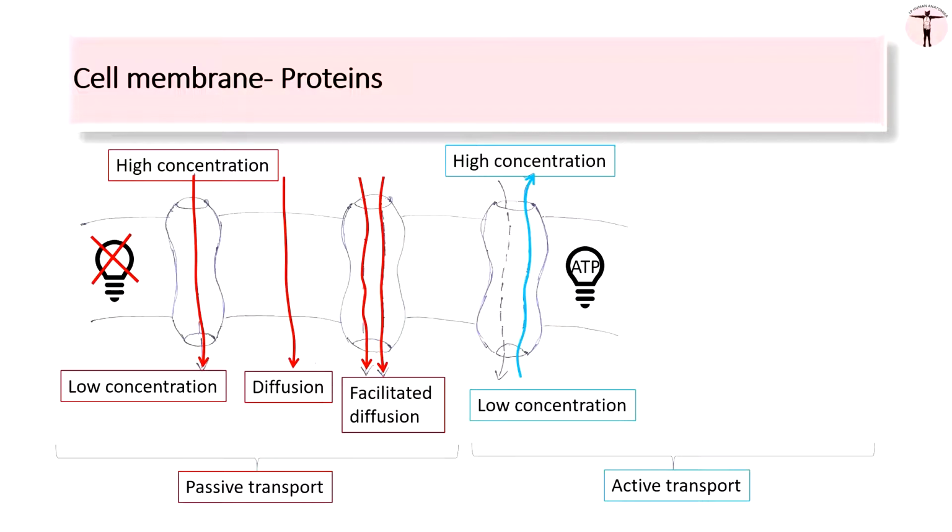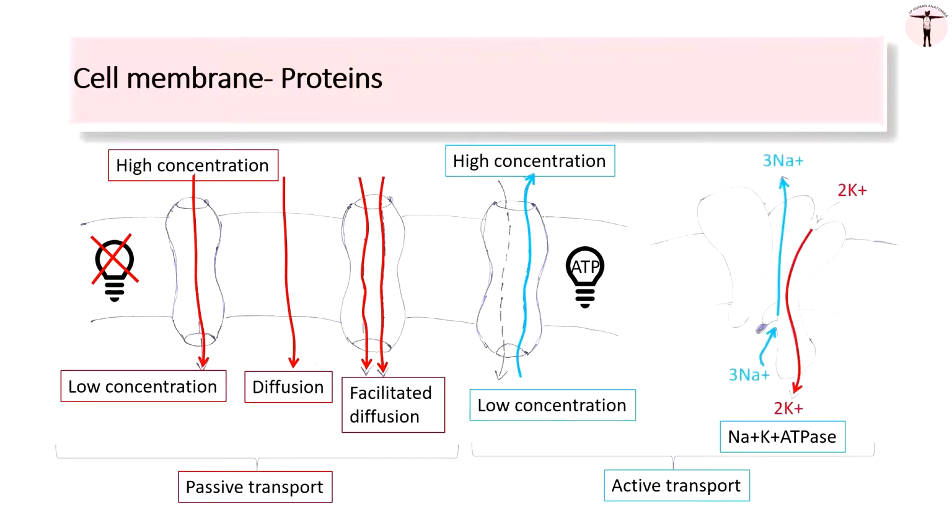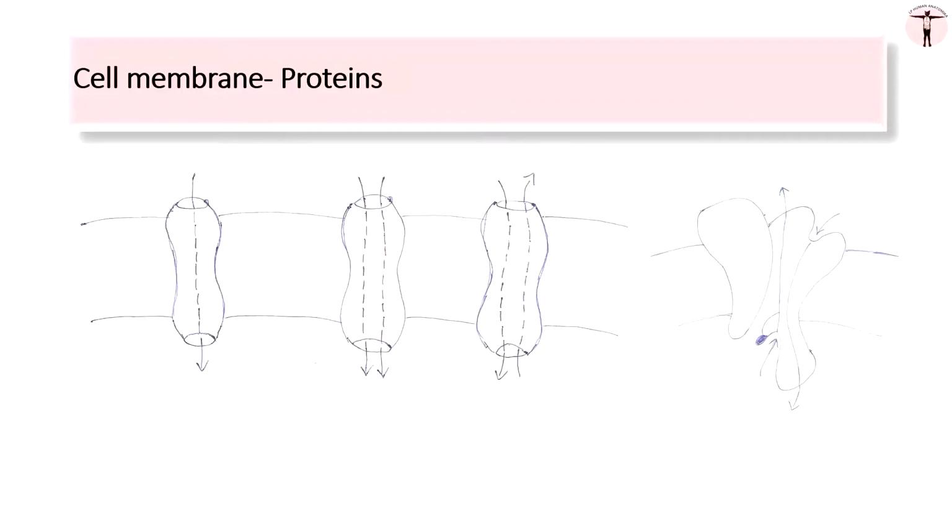This type of carrier proteins are called pumps. One of the classic examples is sodium potassium activated adenosine triphosphate, which is also known as sodium potassium pumps. A carrier protein acts in three different ways: uniports, symports and antiports. Uniports transport only one substance down the concentration gradients. Glucose transporters act as uniports.